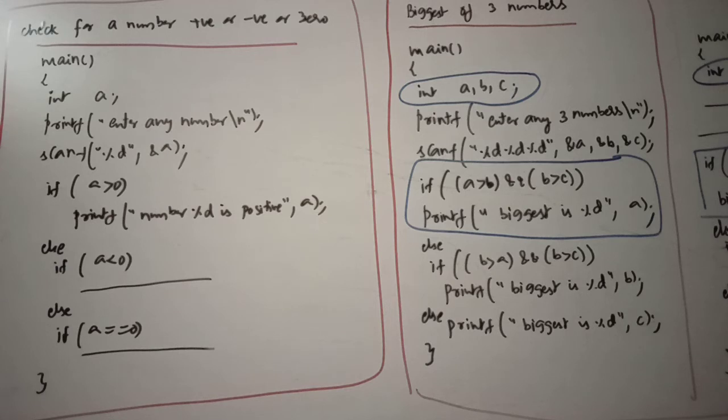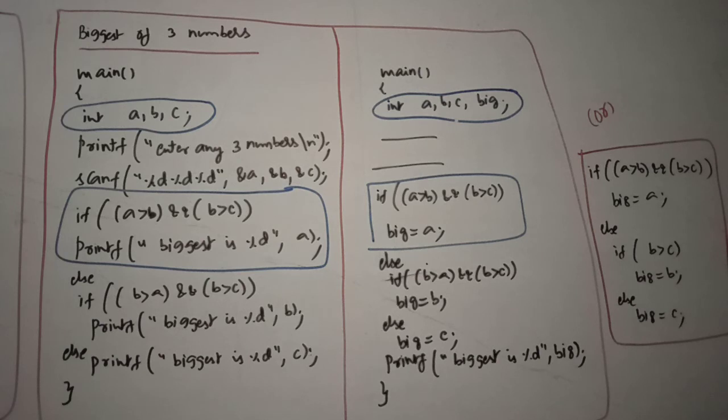Number is positive, number %d is positive. Anything you can write in printf. Like if you see, look at the %d. If it is %d is positive, then you get 6 is positive. %d, wherever it is there the constant value will be displayed.